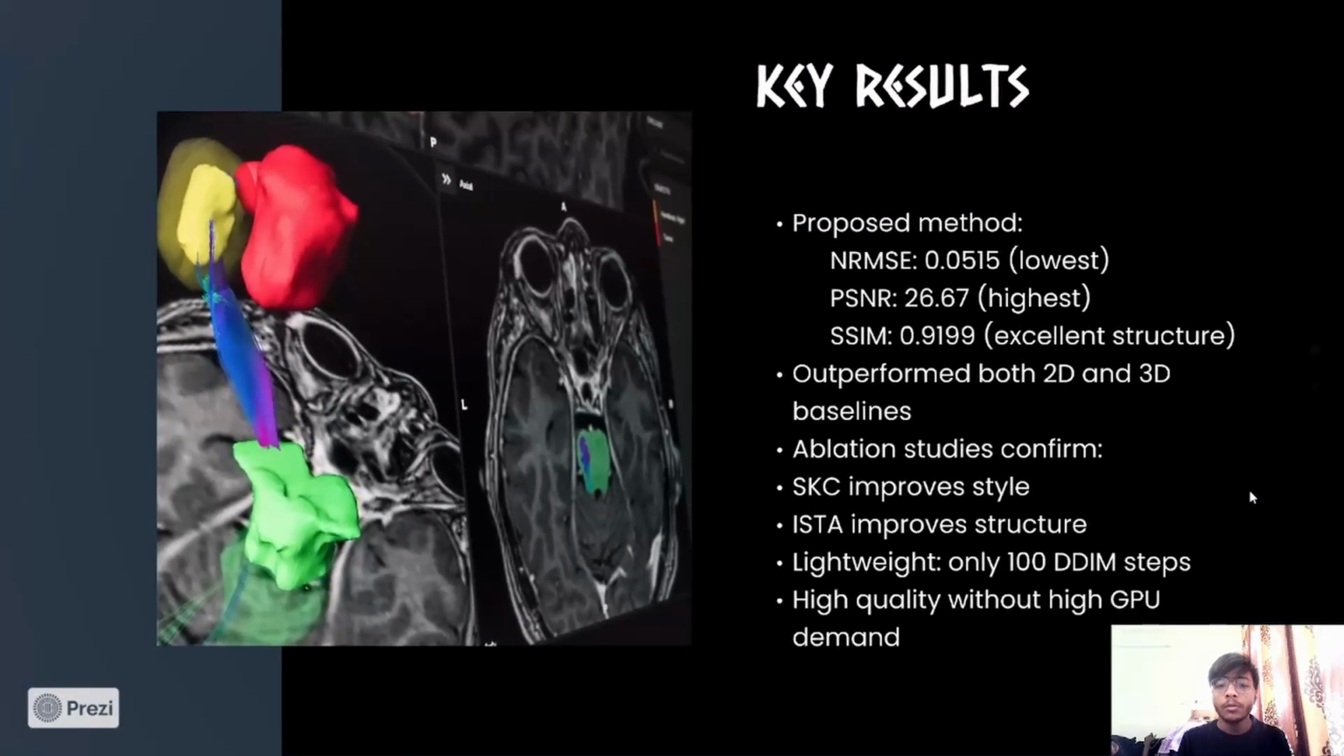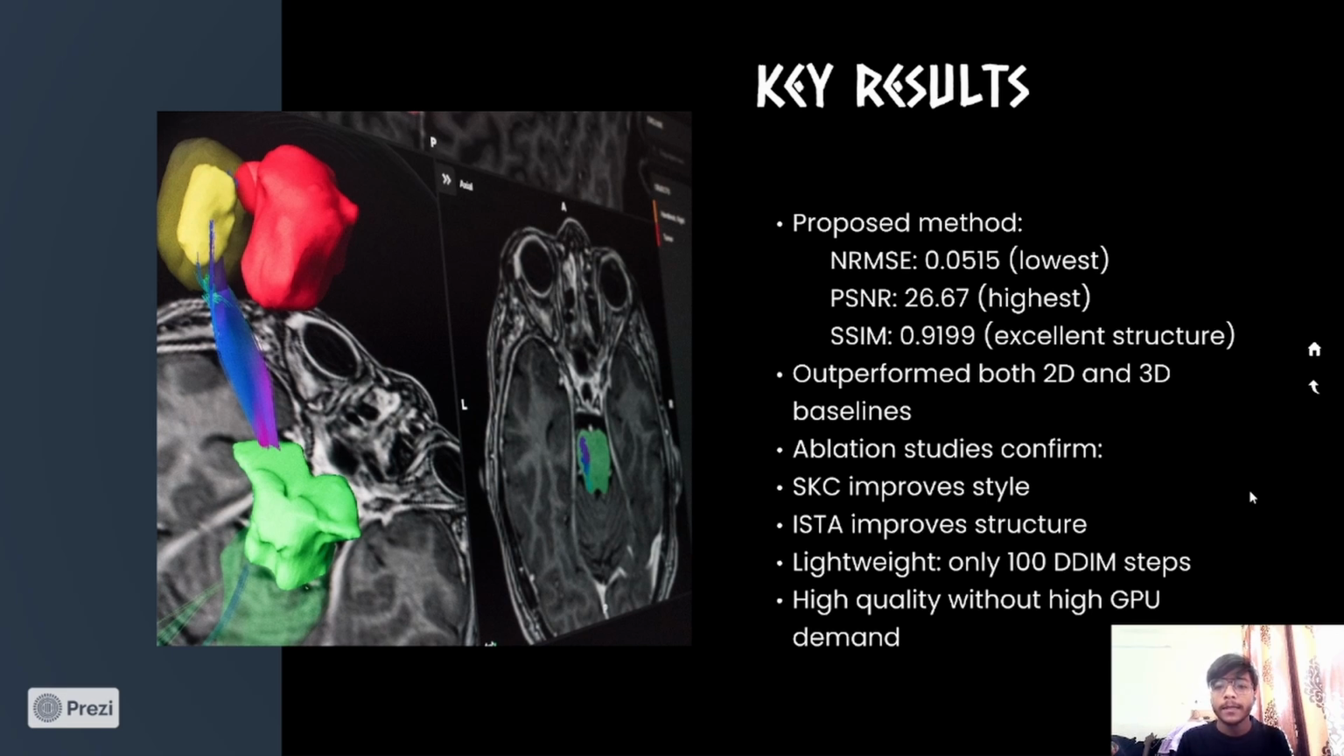The same pattern held on the BRATS-2023 FLAIR T1 dataset. The model again showed superior PSNR and SSIM compared to both 2D and 3D baselines, highlighting its ability to generalize across datasets and imaging modalities. But the authors didn't stop at comparisons. They performed ablation studies to understand how each component contributed to performance.